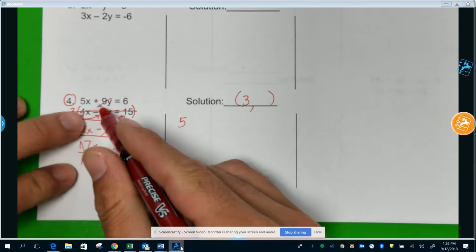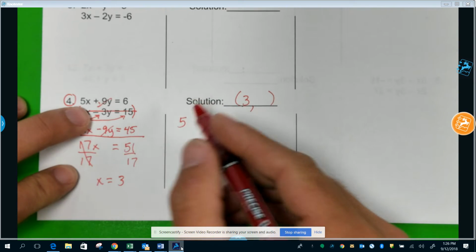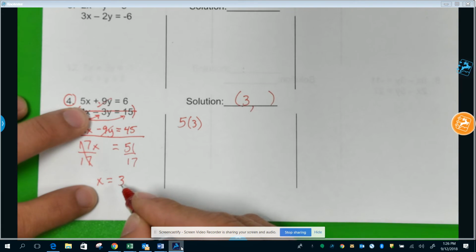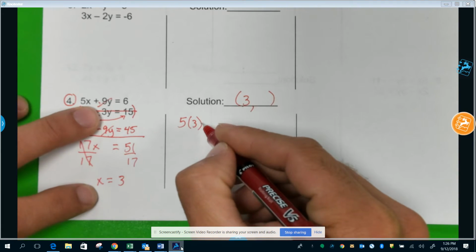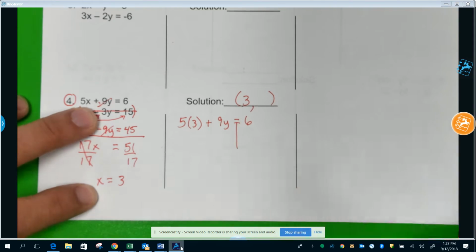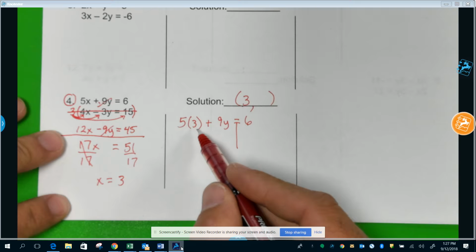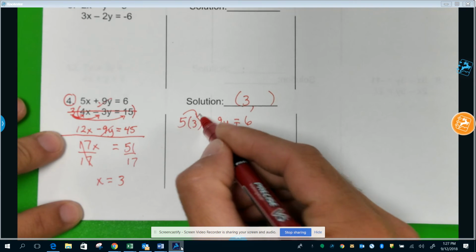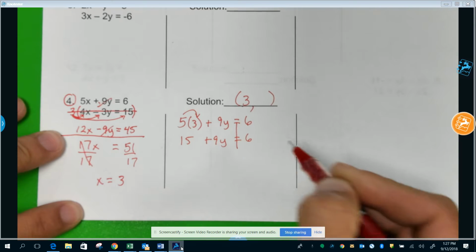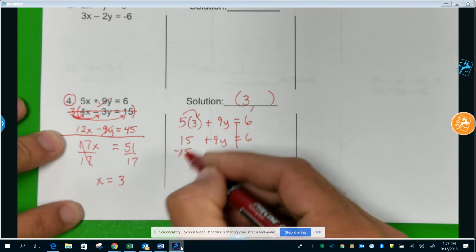So the top equation is not going to be 5 times x anymore. It's going to be 5 times 3, since I found x to be 3. The top equation says plus 9y equals 6. So now, since I plugged 3 in for my x, now I can solve for y. 5 times 3 gives me 15, plus 9y equals 6. We will subtract 15.